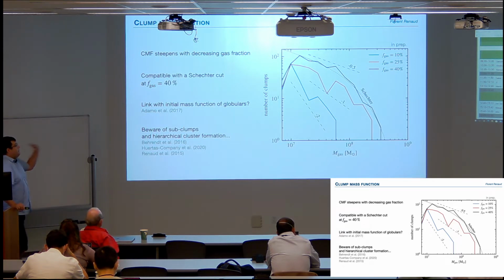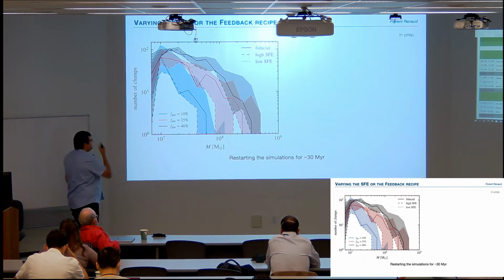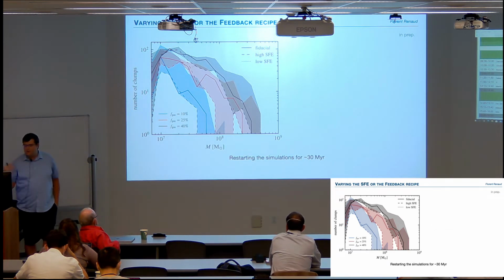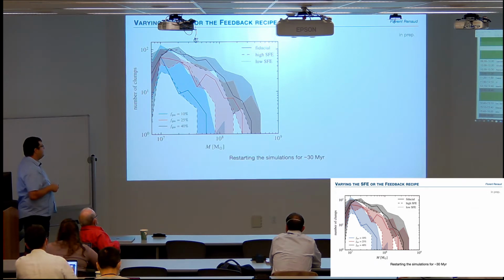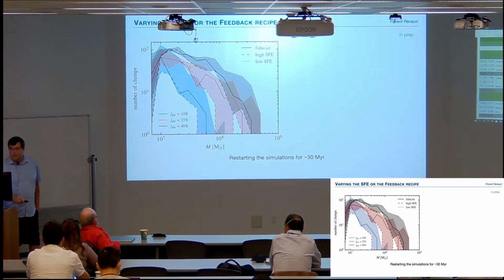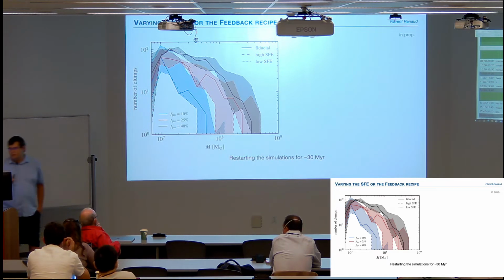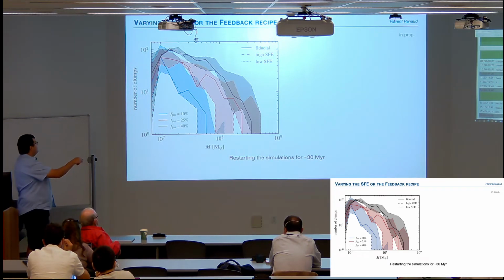So the question that I want to answer now is how much of this depends on my choice of subgrid recipes, or how much of this is artificial from the simulation. So to do that, I run many more simulations where I change the parameters of the recipes. In this one, for example, I'm varying something in the recipe of star formation. I multiply the star formation efficiency by a factor of 30. So fiducial is 1%, high is 30%, low is 0.1%. And I looked at different gas fractions, what it makes.